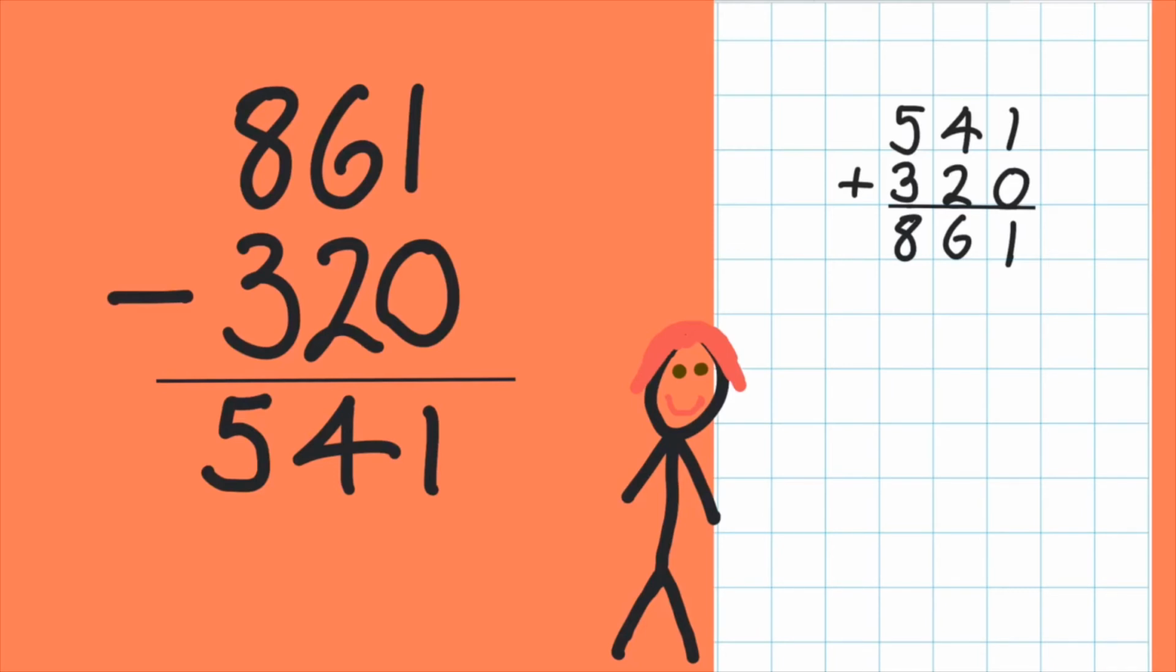Good job, Sam. So to use inverse operations to check our answers, if we've worked out a subtraction problem, we do an addition. If we've worked out an addition problem, then we do a subtraction.